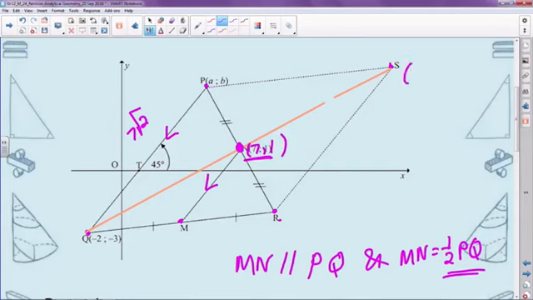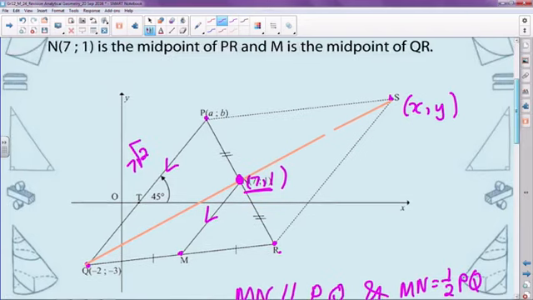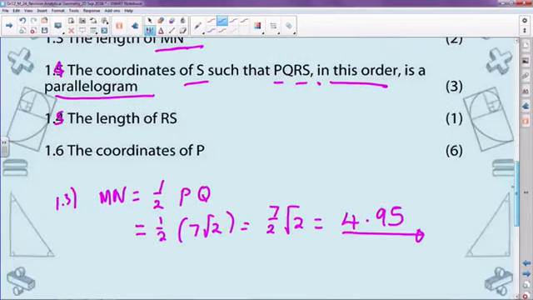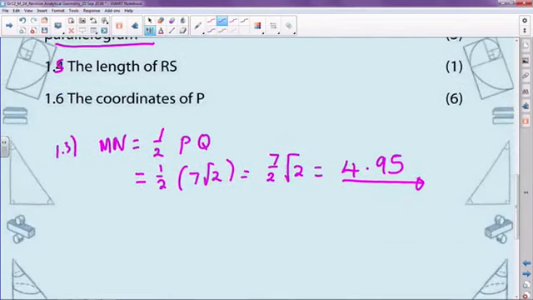So I'm going to call S the point XY. We don't know what the coordinates are. But working backwards from the midpoint theorem, because we have the midpoint of line QS, I can work out one of the outer coordinates in the following way.